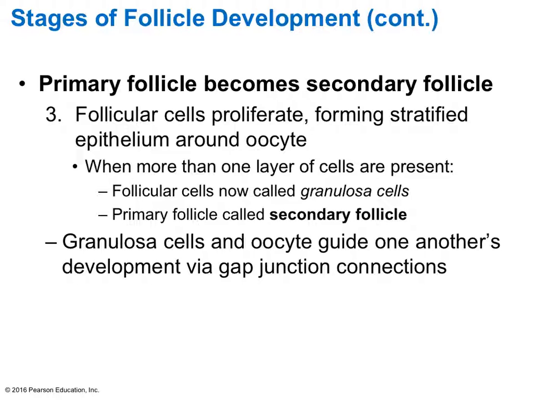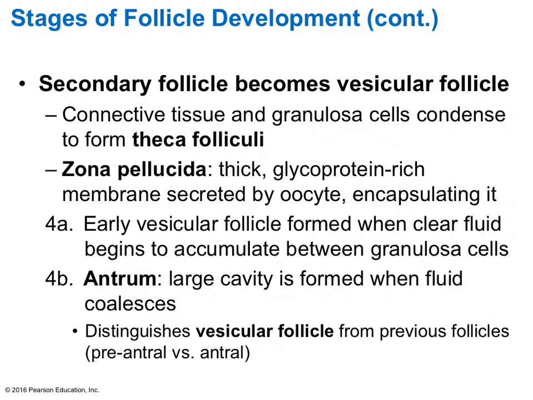So from primary to secondary follicle, the follicular cells continue to grow, and they're going to go from cuboidal to stratified epithelium. And now the cells are called granulosa because there's more than one layer. And as the secondary follicle becomes a vesicular follicle, a couple different layers are going to form. The theca folliculi is forming around the follicle, and then the zona pellucida, a thick glycoprotein-rich membrane, forms around the oocyte. Meanwhile, the antrum starts to form a fluid-filled cavity that's going to form around the oocyte.